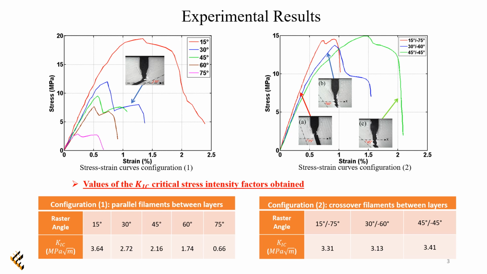For configuration 2, the curves have a similar mechanical resistance, with an order of magnitude of 3 megapascal meter root for the critical stress intensity factor. However, the case 45 degrees/minus 45 degrees is clearly distinct by a large phase of non-linear behavior.